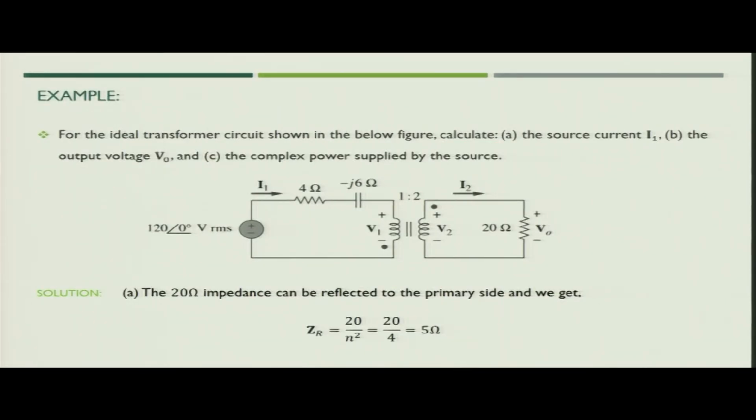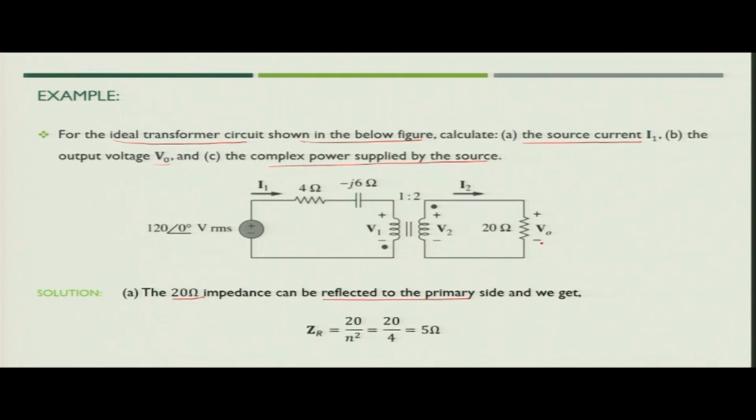Now, suppose the ideal transformer contains the circuit as shown in the figure below. We need to calculate the source current I1, the output voltage V0, and the complex power supplied by the source. In this case you will see that the 20 ohm is the load impedance. To simplify it, first we have to convert that load impedance in such a way that it is reflected to the primary side.